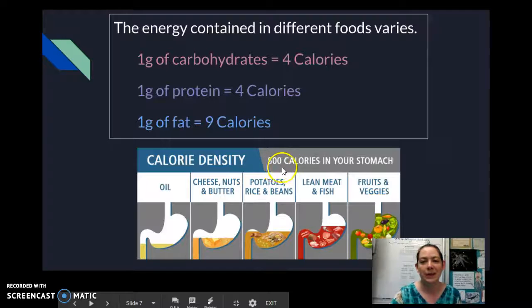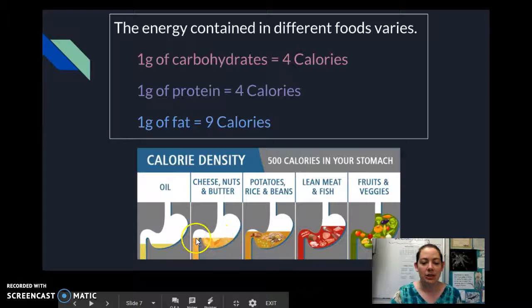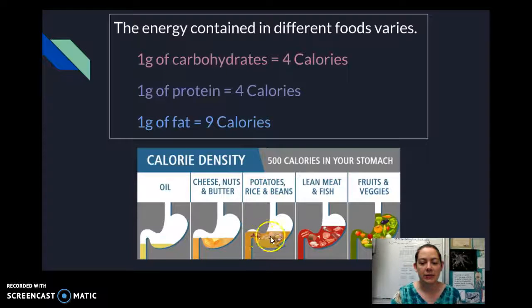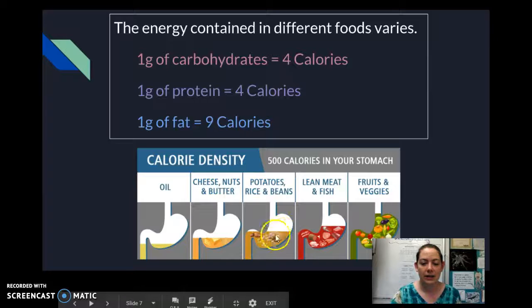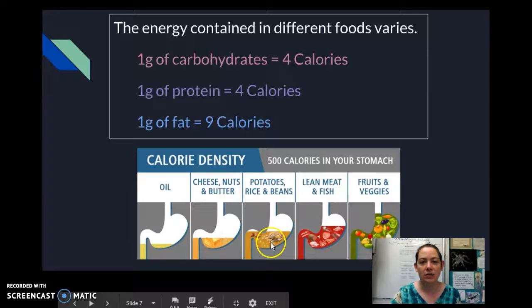So if you're shooting for 500 Calories in a meal, you can't eat very much of this oily stuff: cheese, nuts, butter, fried foods. That's going to fill up your calorie quota really quick. And then things with lots of carbohydrates like potatoes, rice, beans. Those have not as many Calories as fat, but still you can't eat too many of them. If you're eating lean meat like maybe turkey, grilled chicken, fish, you can eat a bit more of that before you hit your 500 Calories.